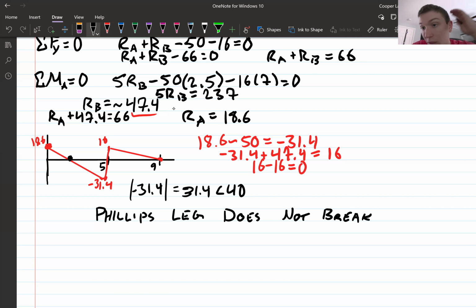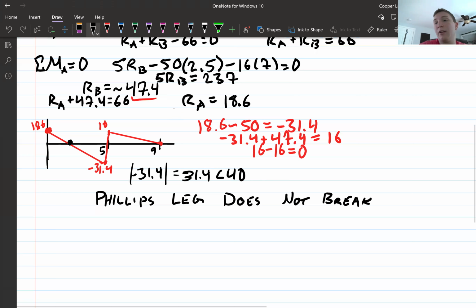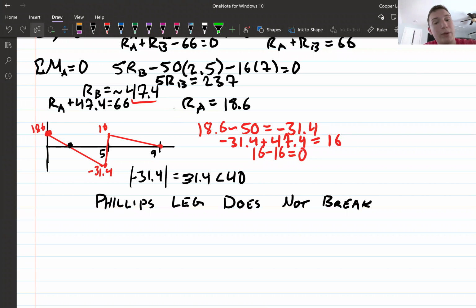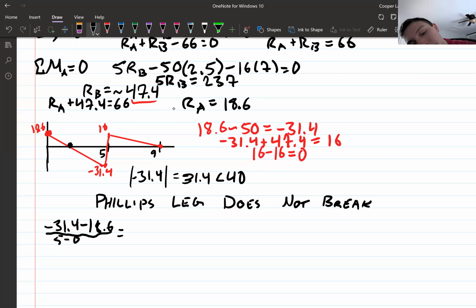So the way that we can do this is by solving for slope. So slope is rise over run, so change in y divided by change in x. So I can do my negative 31.4 minus 18.6, divided by, because my change in x was over the course of 5 meters, 5 minus 0. When I do this out, I'm going to get negative 50 over 5, which ultimately equals negative 10 newtons per meter.